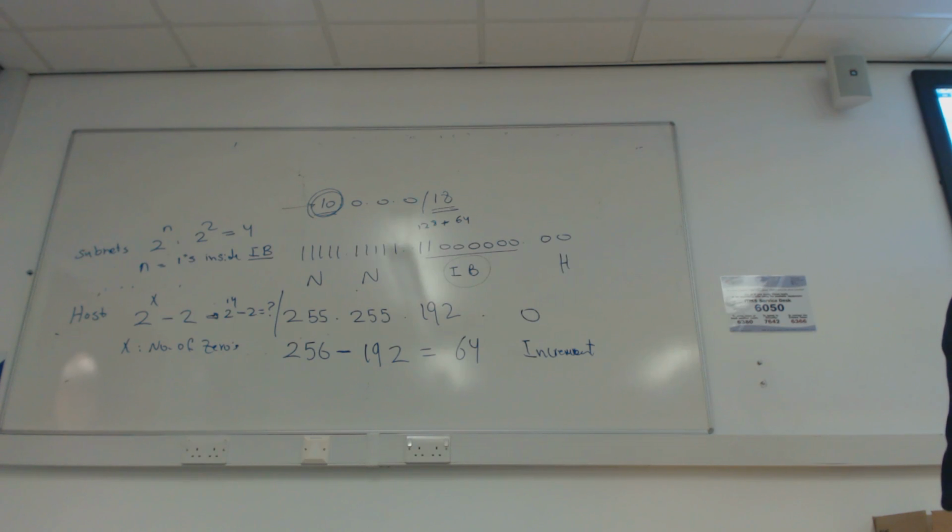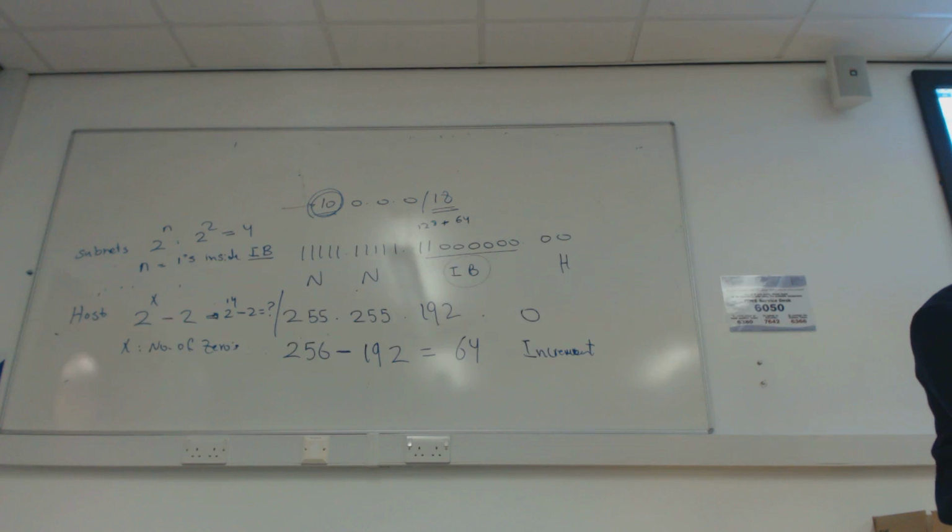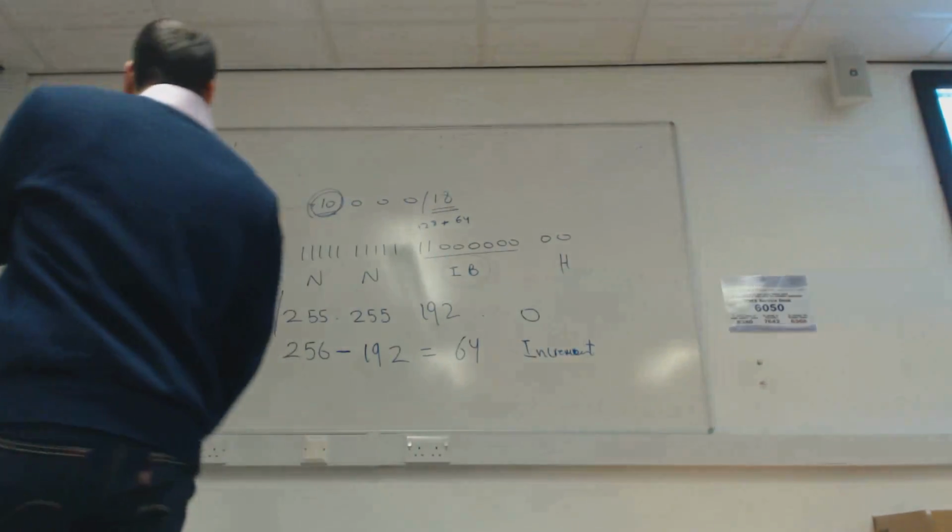Why minus 2? Usually one for the broadcast. Exactly. So 2 are reserved: one for the broadcast, the other one for the subnet itself. Each subnet needs to have an address, so you need to reserve that one. You cannot give the subnet address to a user. You need to give it to that network itself. So these are the 2 addresses being reserved.